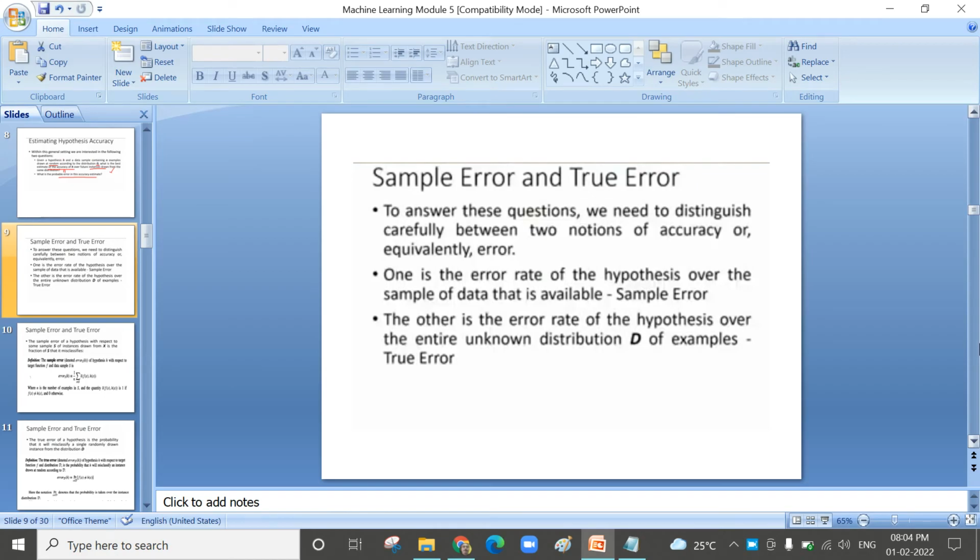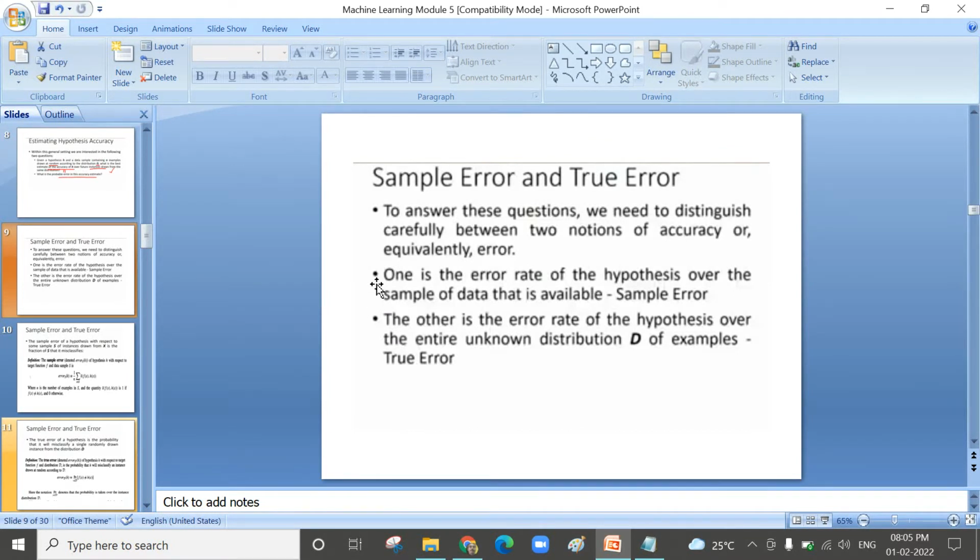Hello students. In the previous section, we discussed estimating the hypothesis accuracy, and we have seen why it is very important for us to estimate our hypothesis, that is, the accuracy of our hypothesis. So in today's topic, we are going to look into the very important concept of errors.